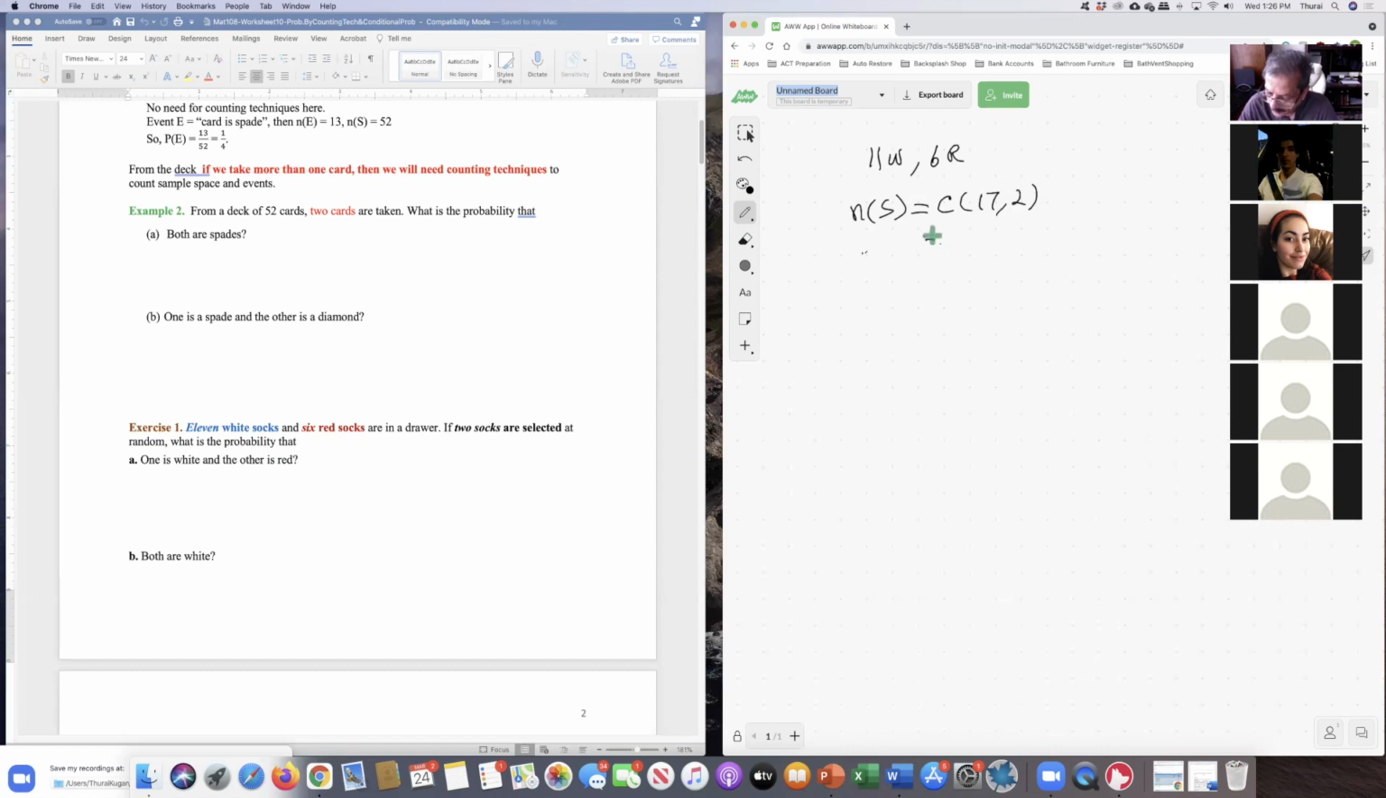So let's simplify that. That'll be factorial 17 over 17 minus 2, which is 15 factorial, times 2 factorial. So 17 times 16 over 2. 2 divides the 16 into 8. So 17 times 8 is your answer, 136. Okay, so now that's the count of the sample space. Now for all these questions, the first thing you need to do is counting the sample space. Then go to the actual event. The event E is 1 white, 1 red.